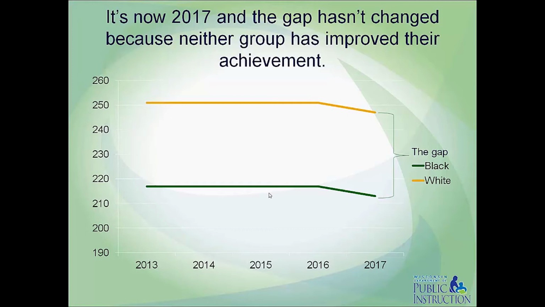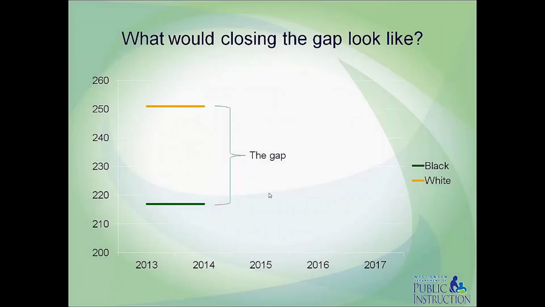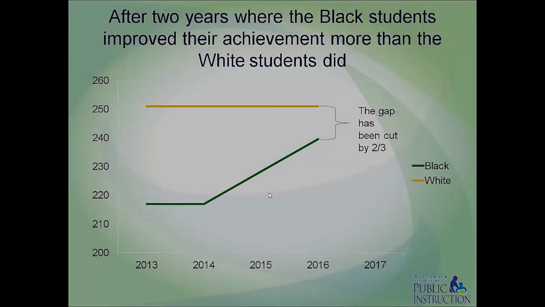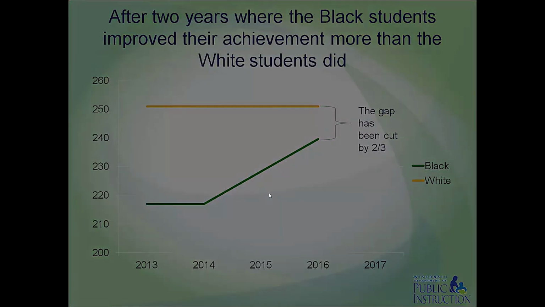Now, let's assume that we start using student growth data and strategies to close the gap. Let's assume that the white students maintain their achievement levels. How aggressive would we have to be for black students to catch up to white students in proficiency by 2017? Wisconsin would have to cut the gap by 1/3 every year until 2017 to close the gap.